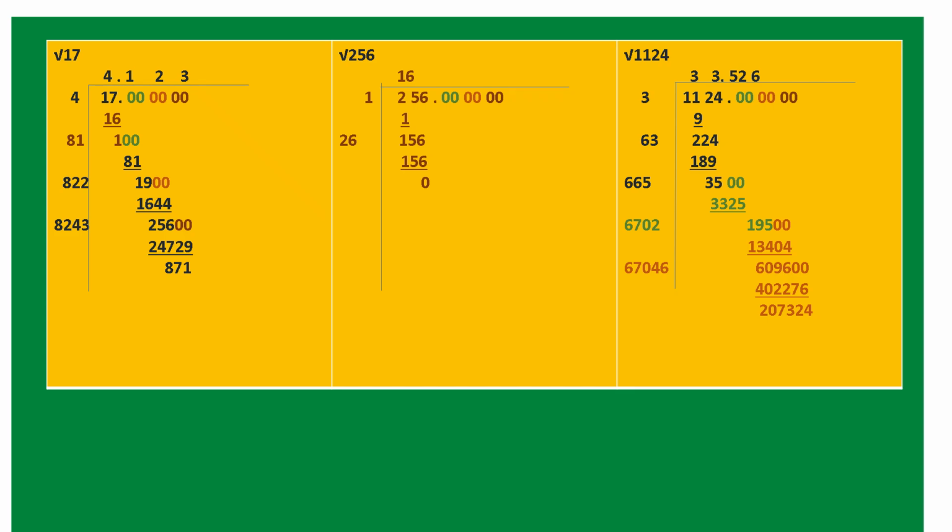Now, the quotient I have is 41. Multiplying by 2 gives rise to 82. I choose 2, so that 822 multiplied by 2 gives rise to 1644. The remainder in this case is 256. I'll bring down the next two zeros.